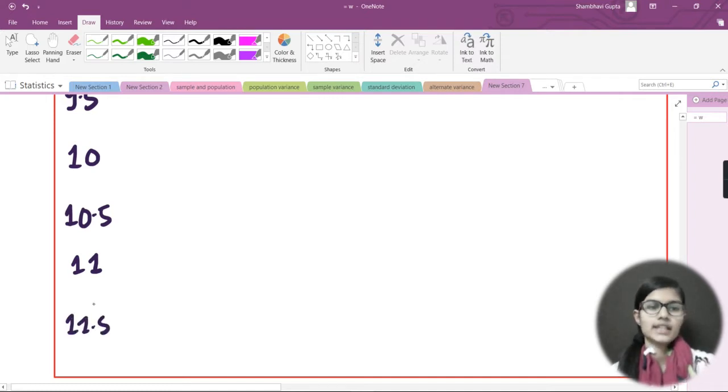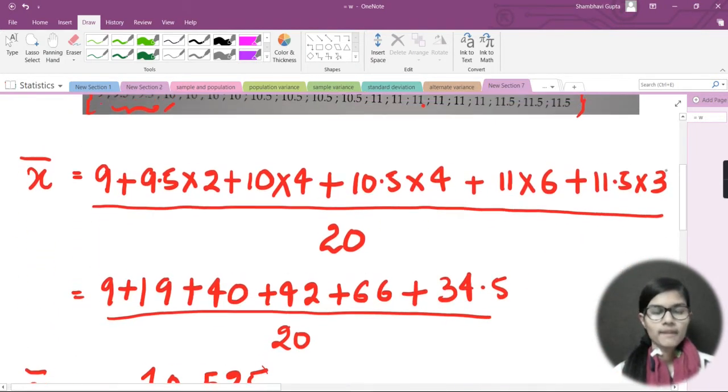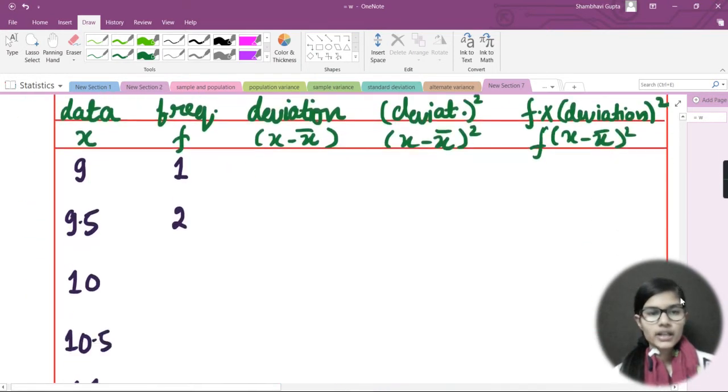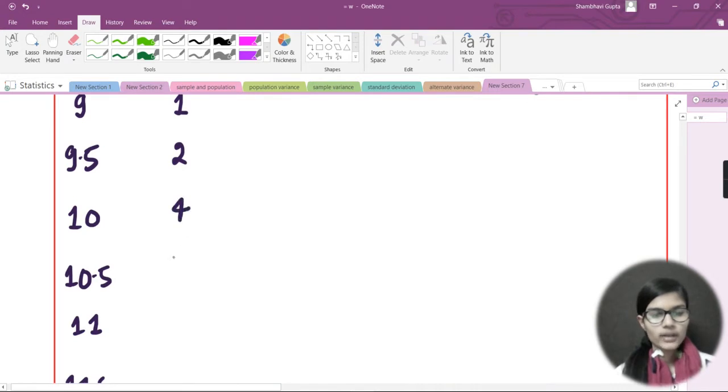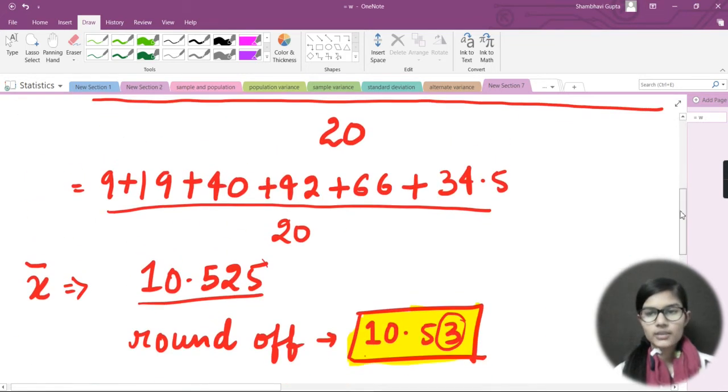So what are these? These are the data points which you are having, right? Now what about the frequency? As I just told you, frequency is the number of times a particular number is present in your data. So this 9 was present one time only, right? 9.5 was 2 times. Let's go upside and verify this. So I have written 1, 2, and then 4, and then again 4, and here I need to write 6 and here 3. Fine, so this is done. So this is about writing the frequency.